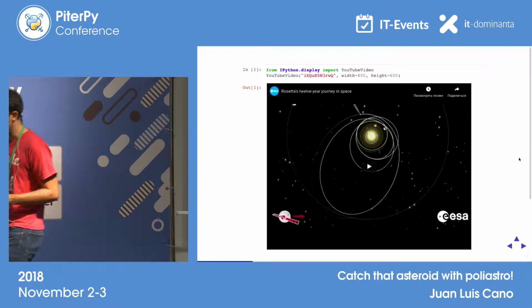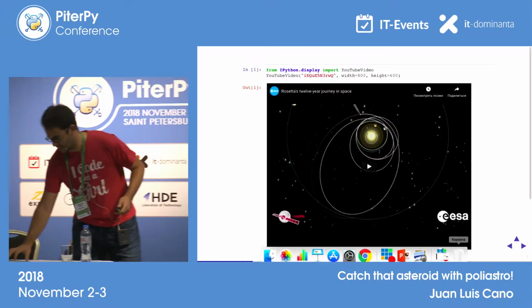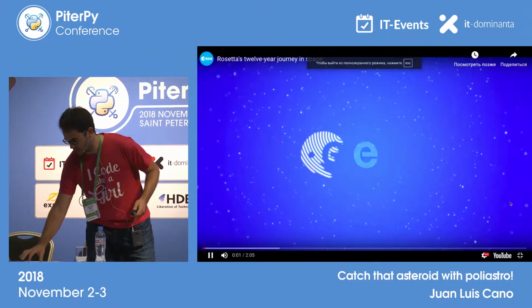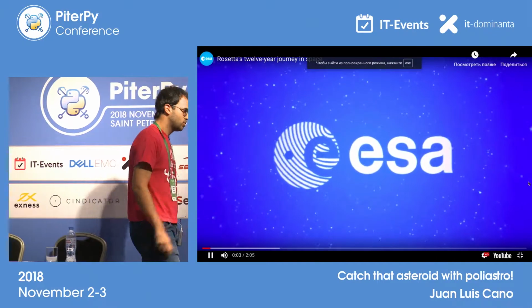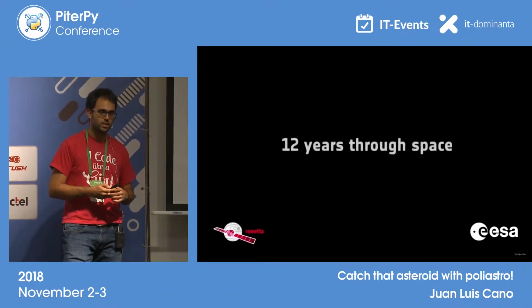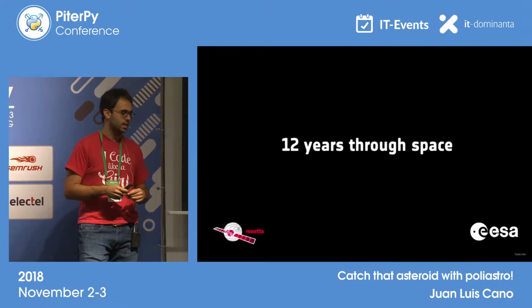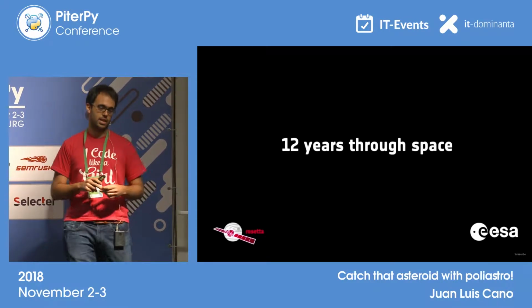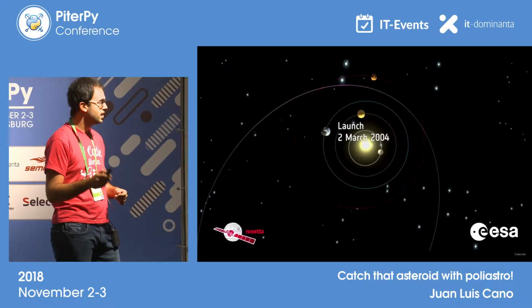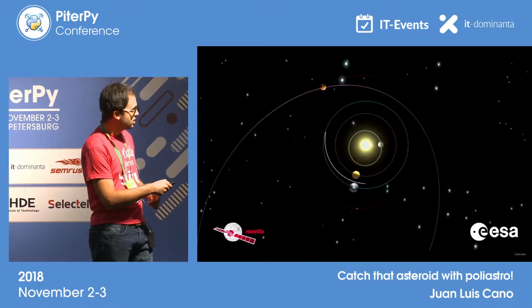I wanted to show a video to give an example of the kind of problems in orbital mechanics that are more appealing to me. This is the trajectory of a mission that we launched in the European Space Agency to reach a comet, 67P, or Churyumov-Gerasimenko, as it's called.